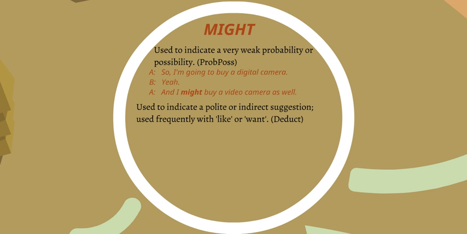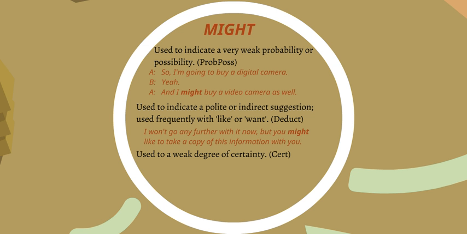Used to indicate a polite or indirect suggestion, used frequently with the words like or want. Again, notice this is where we start to get into this concept of politeness. If you want to suggest something very politely, then you might use might. I won't go any further with it now, but you might like to take a copy of this information with you. So I'm not going to tell you any more now, but I'm offering you very politely the opportunity to take some information away with you. So it's very polite, very formal situation.